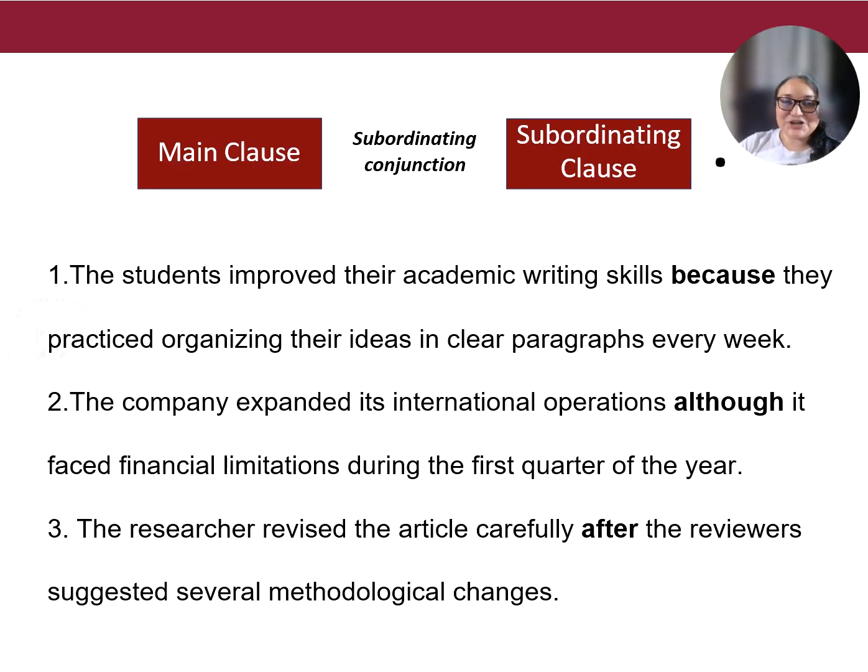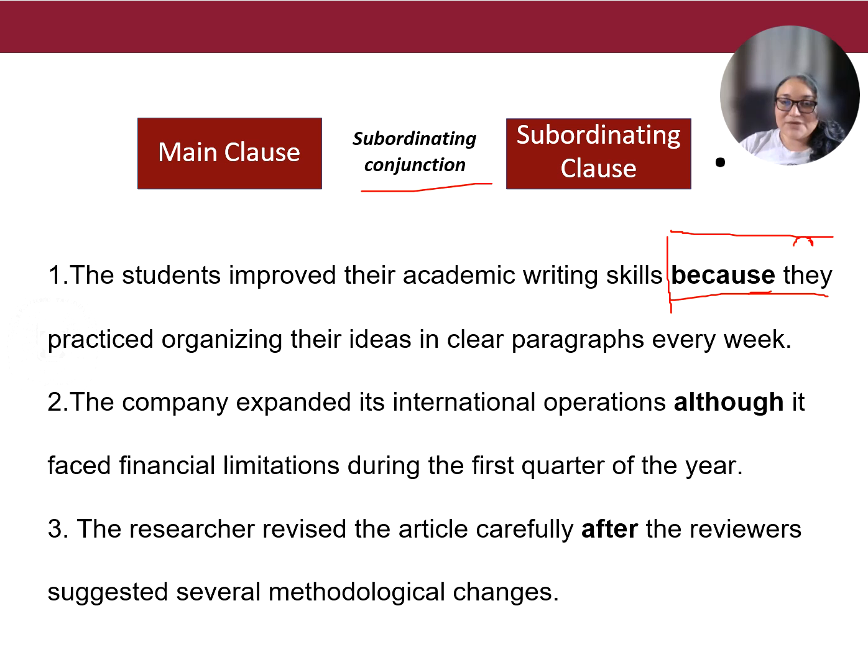This is another structure for complex sentences, where you have the subordinating conjunction in the middle. We are going to analyze sentence number 1. The students improve their academic writing skills because they practice organizing their ideas in clear paragraph every week. My subordinating conjunction is because. Therefore, the sentence that goes after because is going to be the subordinating clause. Because is part of this sentence. So it is subordinating the sentence to the first one.